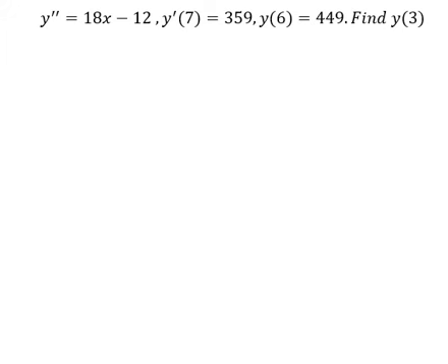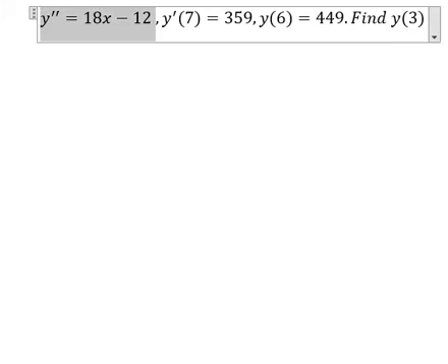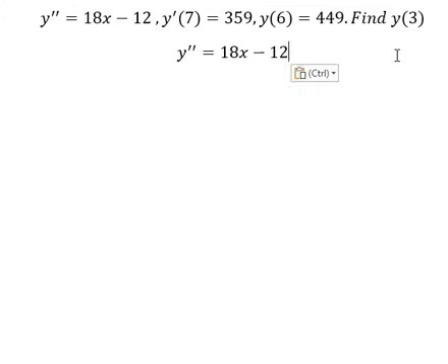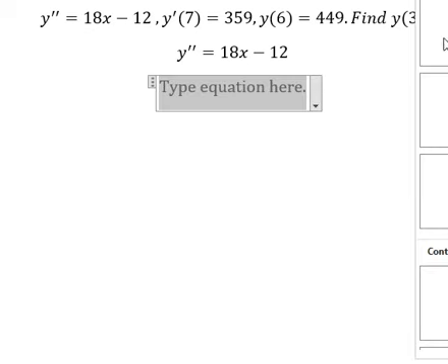Hello everybody, so today I will talk about calculus. The topic today is about differential equations. So now I will show you how to answer. So we put the integration for both sides.